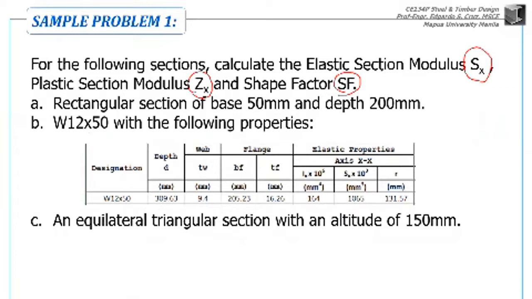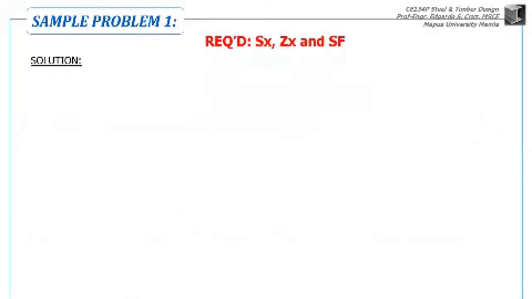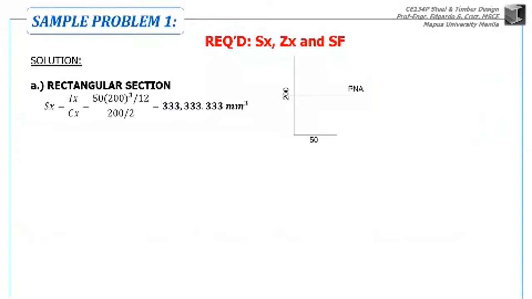Okay, letter A is we have a rectangular section. Letter B, we have a wide flange section. And number 3, we have an equilateral triangular section. So isa-isayin natin sila. Okay, yung una is rectangular section. Okay, the base is 50 and the height is 200.